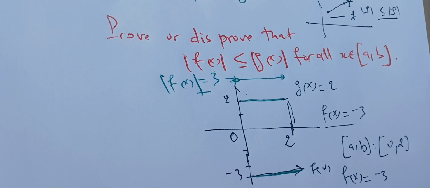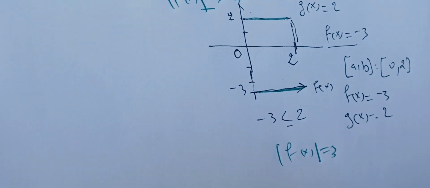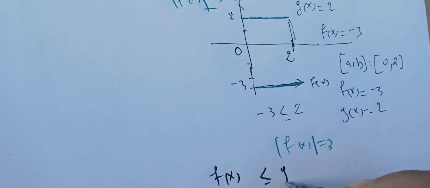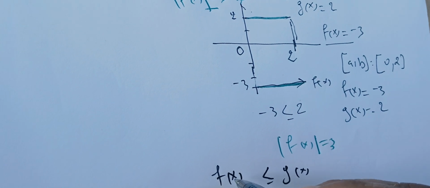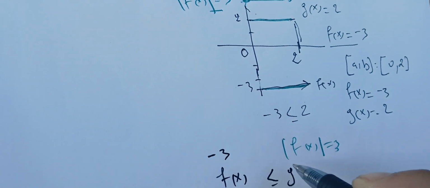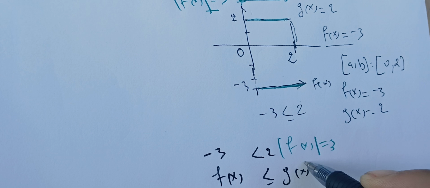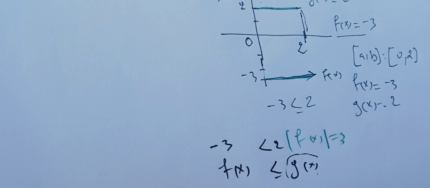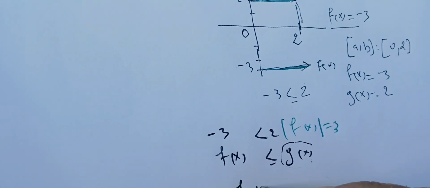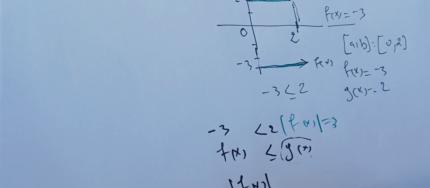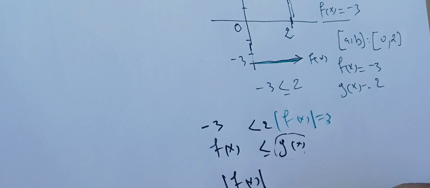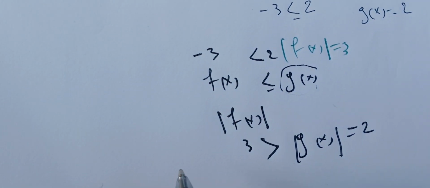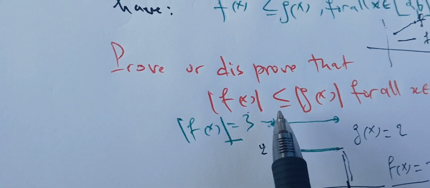Therefore I have f of x less than g of x. So I have f of x as -3 less than 2. 2 is g of x, -3 is f of x, and my interval is [0, 2]. But the absolute value of f of x is 3, which is bigger than g of x, which is 2. So what does this mean? This means that this statement is not true.